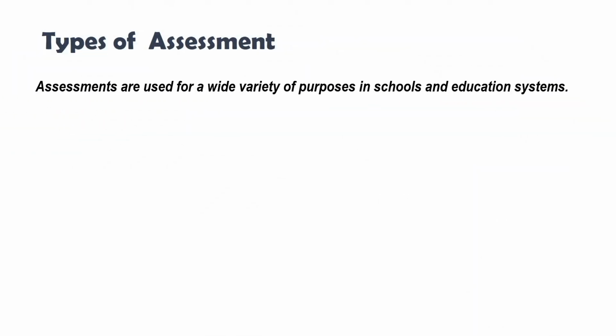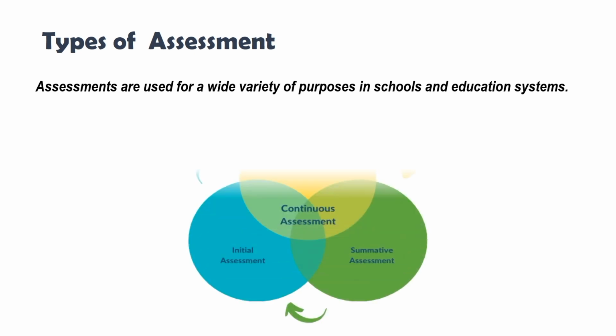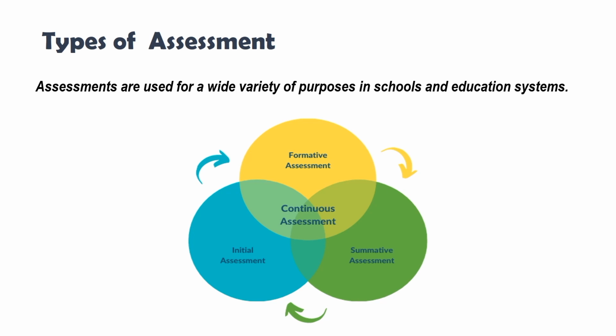So, here the assessments are used for a wide variety of purposes in schools and educational institutions. There are typically three types of assessments. One is a formative assessment, another one is called a summative assessment. In between there is one more called initial assessment. So, now the continuous assessment involves initial assessment, formative assessment and also summative assessment. It is the combination of all the three. So, now what is a formative assessment?